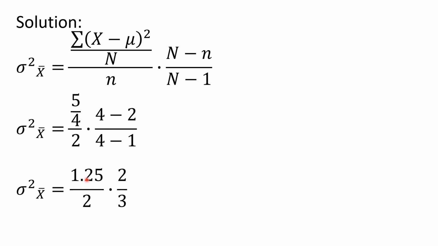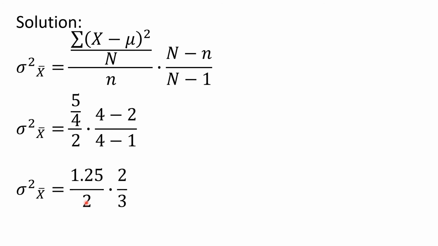But in other solutions, of course, this may be solved in another way. In other ways, this may not be converted first to decimals. This may remain as is, a fraction, and then later we'll arrive also at the same answer. But this time, since this is what we have chosen as our solution, I've converted it to a decimal number. So this is 1.25 over 2 times 4 minus 2 is 2, and 4 minus 1 is 3.